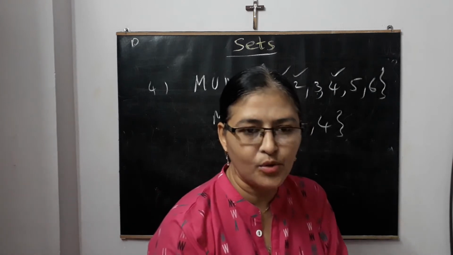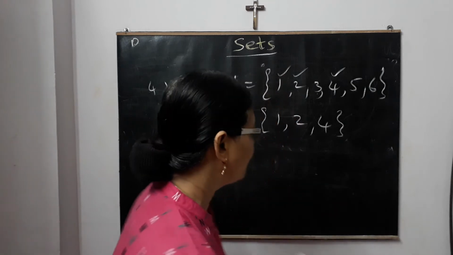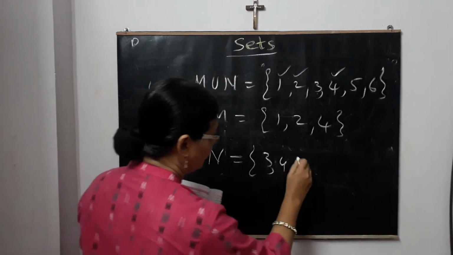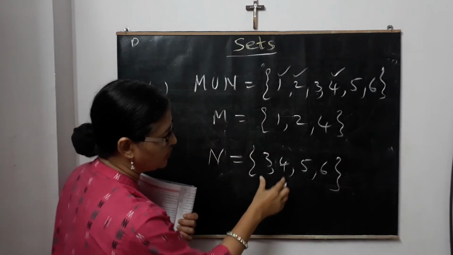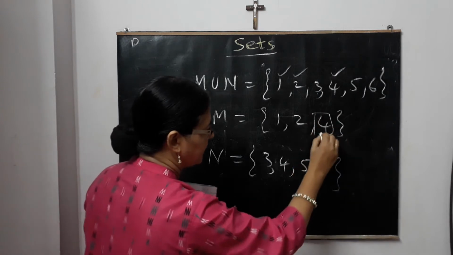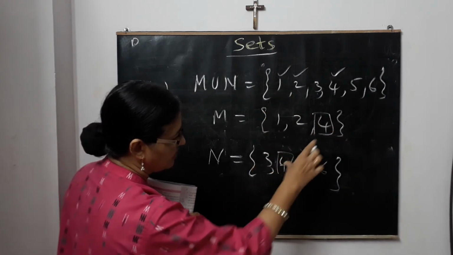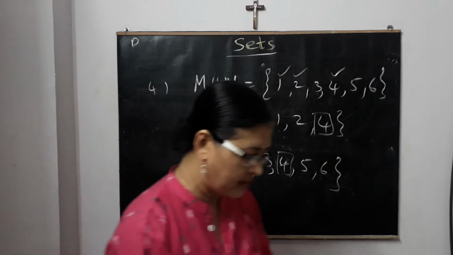Find where 3, 5, 6 is. In the options there is no 3, 5, 6, but there is option B with 3, 4, 5, 6. So N can come as 3, 4, 5 and 6, because if we combine them and take the union, 4 is common and we take it one time only. So how do you read the union? 1, 2, 3, 4, 5, 6. So this will be the option, option B.